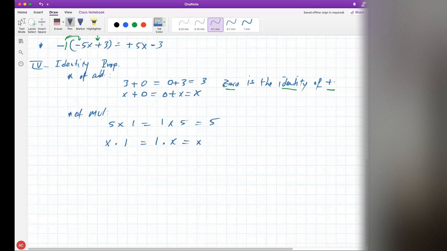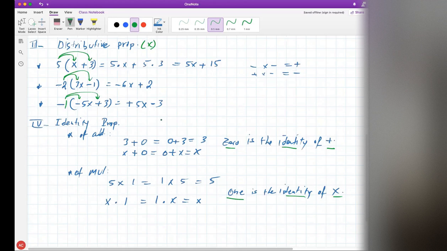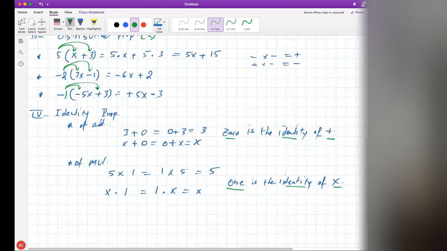So 0 is the identity of addition, and we say 1 is the identity of multiplication. That's right, that's important. So that's basically what the identity property means. That's all it means. It's very simple, easy to remember. So that's our fourth property, the identity property.